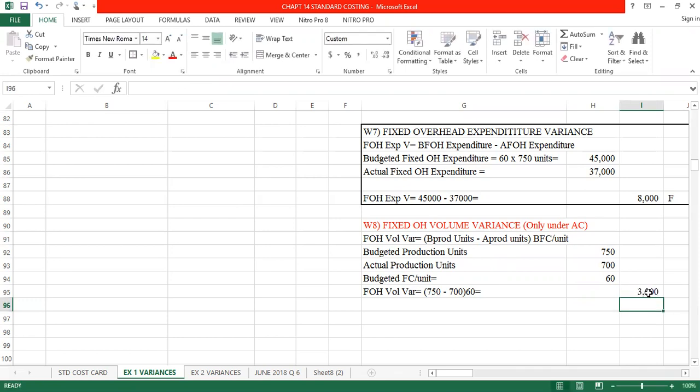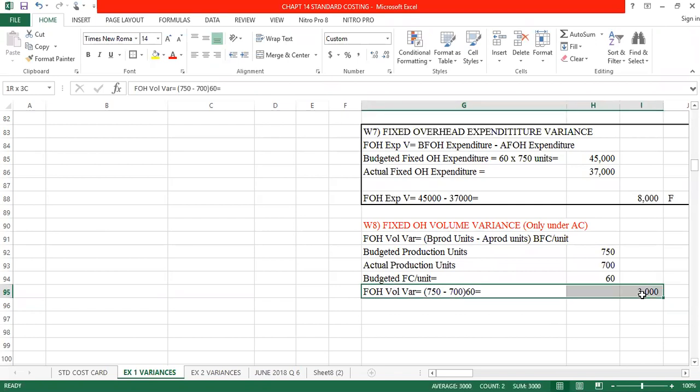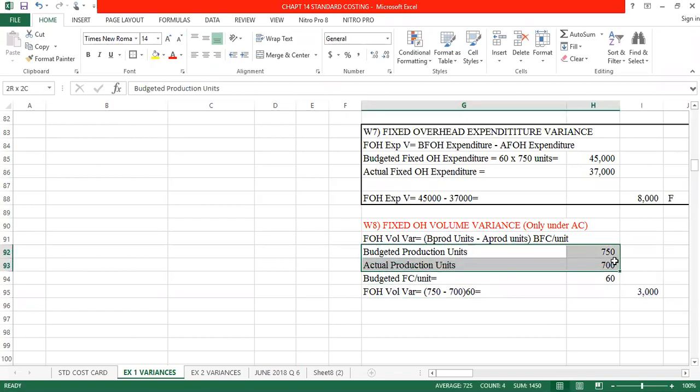Please let us be together here. This one is always confusing. I accept, this one is normally confusing. What you reason on is production. Remember, the key word there is production. We had budgeted to produce 750. We actually produced less. Did we gain or did we lose? This is now production. Remember, if you produce more, you gain. If you produce less, you lose.